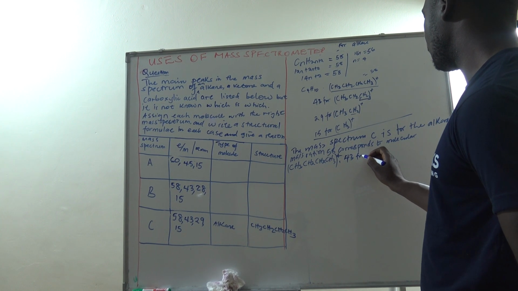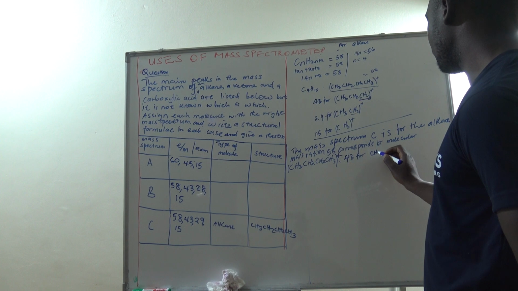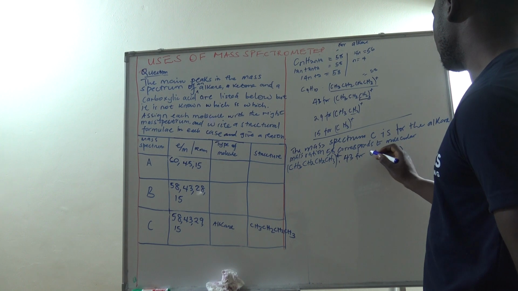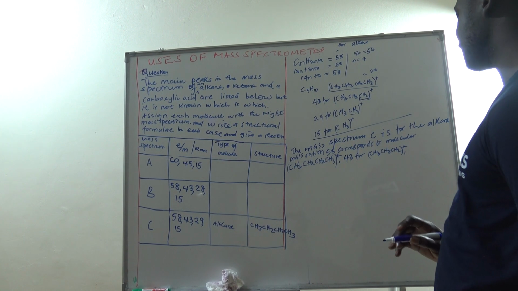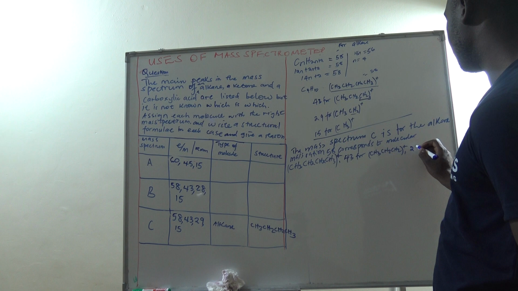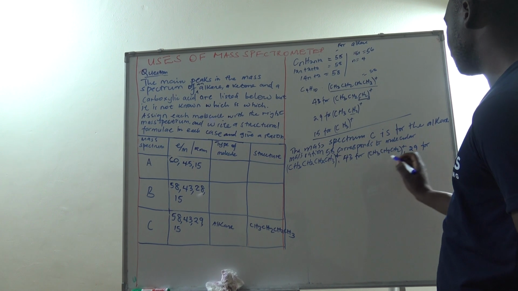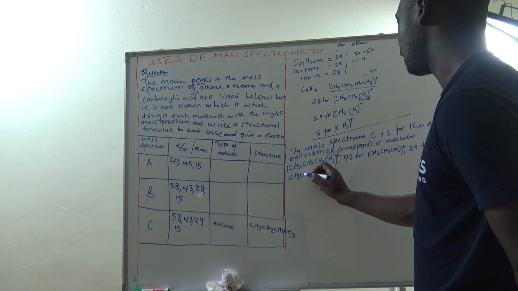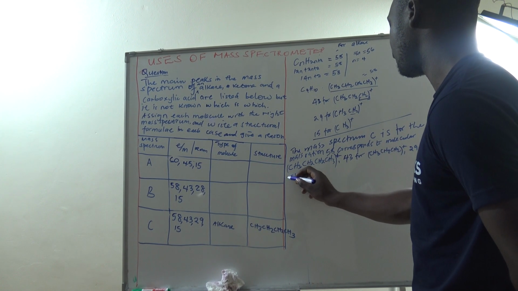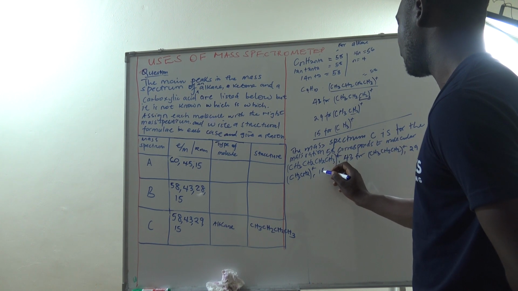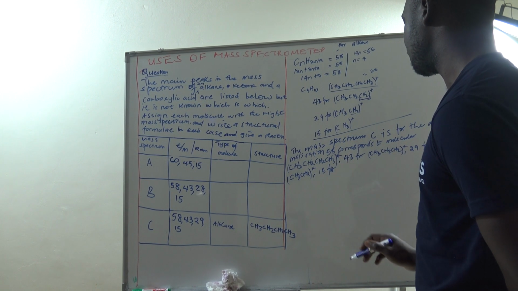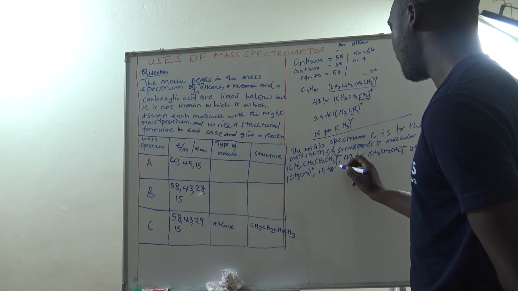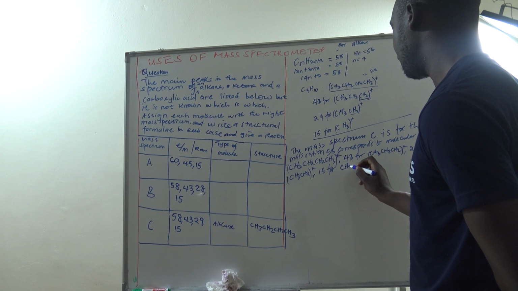43 is for CH3, CH2, CH2 with a plus, then 29 for CH3, CH2 plus, and 15 is for CH3.